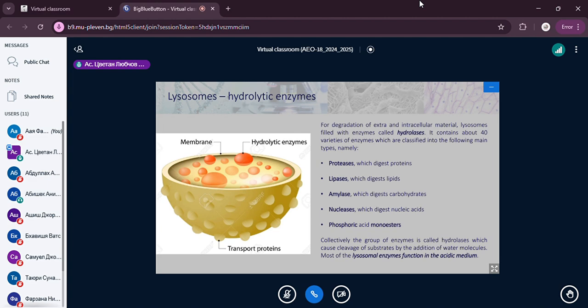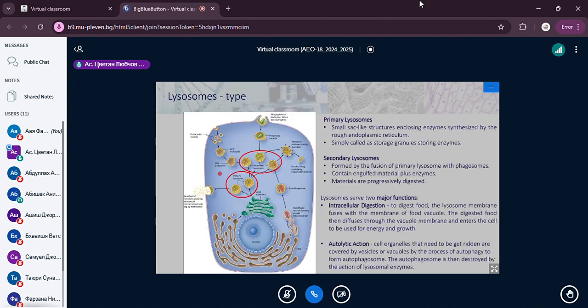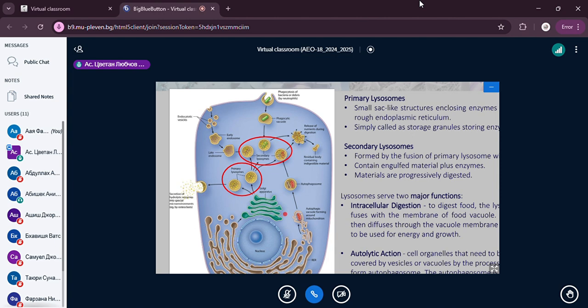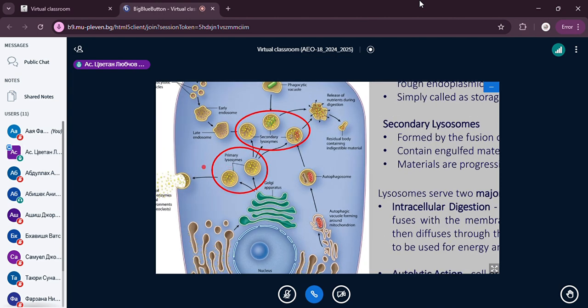So lysosomes can be of two different types, guys. The ones which are just released by the Golgi apparatus are called primary lysosomes. And of course, we have secondary lysosomes.